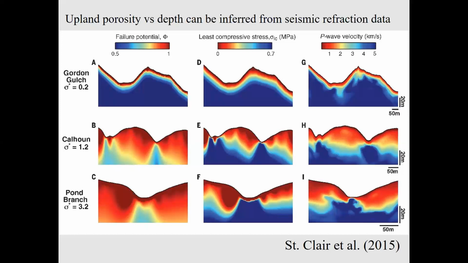So this is one attempt that I'm using currently to calibrate how porosity and permeability vary as a function of depth, is to use available seismic refraction models to make that connection via rock physics models.